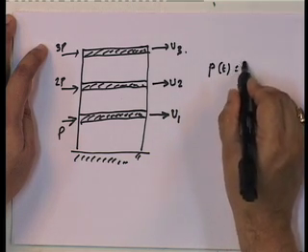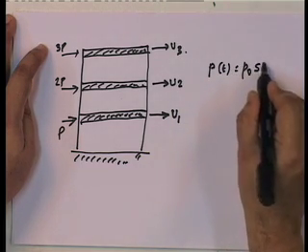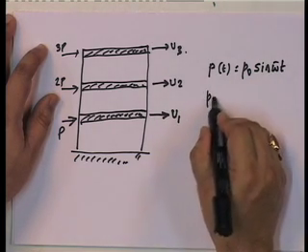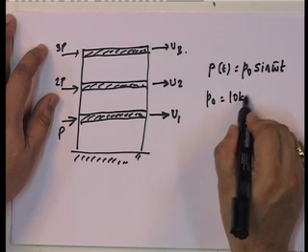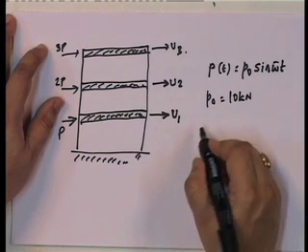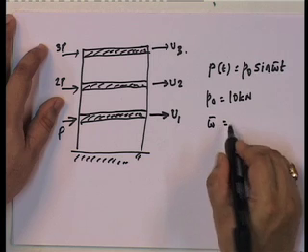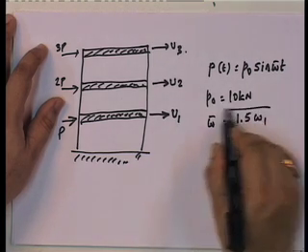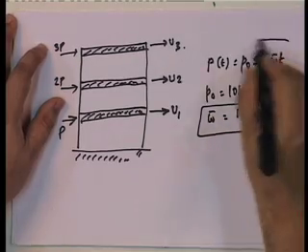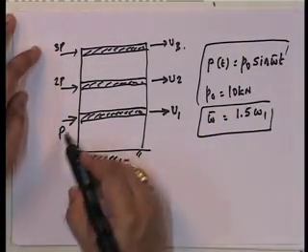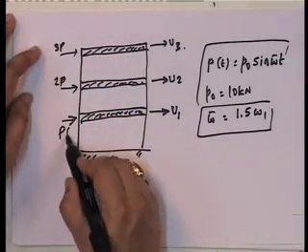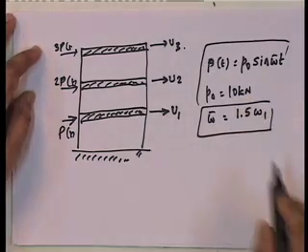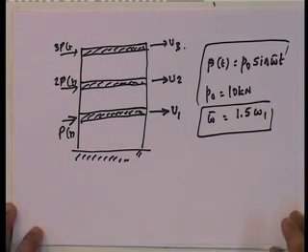Here P of t is equal to P 0 sin omega bar t, where P 0 is 10 kilonewtons and omega bar is equal to 1.5 times the fundamental frequency. So, this is the loading: P of t, 2P of t, 3P of t. Okay. So, this in a sense is the problem.